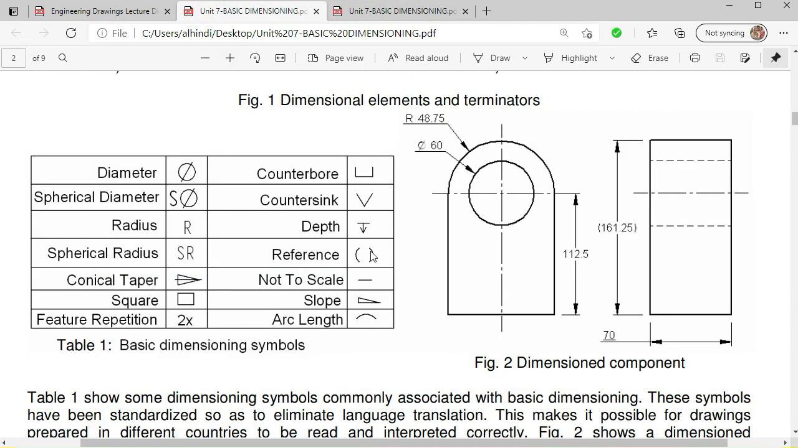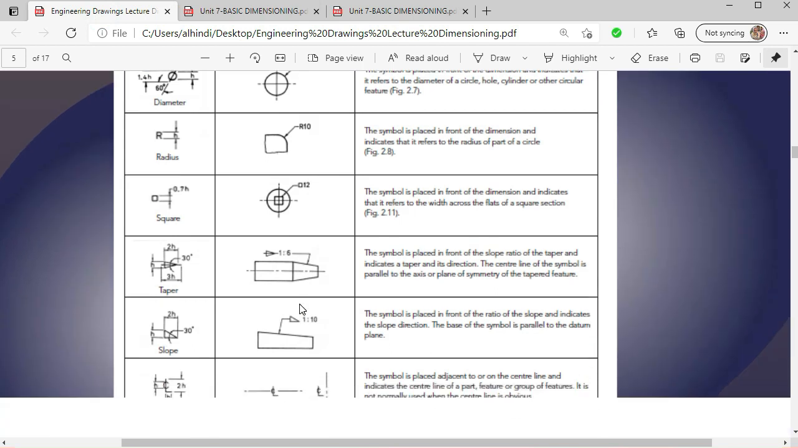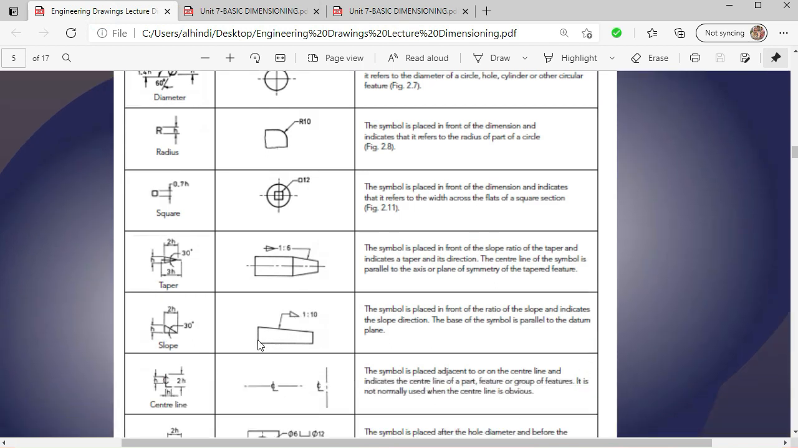The next one is reference. We are starting from some datum point or from a reference point, then we use this to denote that. Then not to scale, we use a dash or minus sign. Then is the slope. To show the slope, for example, this is a block, and it is 1 mm here and 10 mm in the length, the slope. So we write the slope sign, and 1 is to 10.